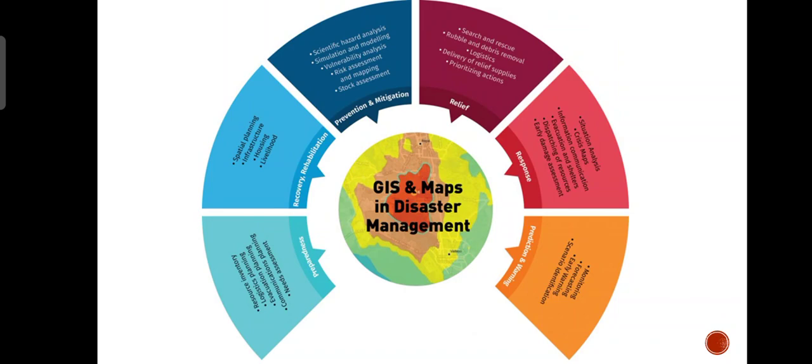This picture shows the stages of GIS in disaster management. First, preparedness, then recovery, rehabilitation, prevention and mitigation, relief, response, and prediction and warning.